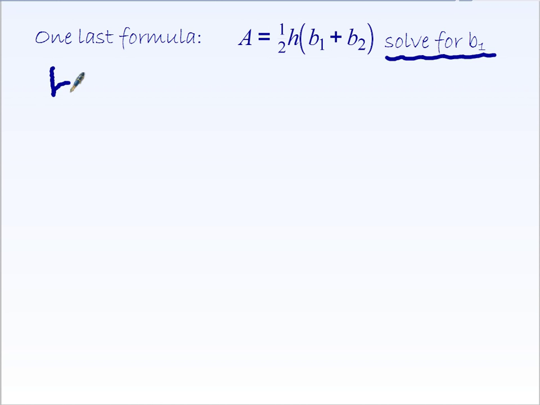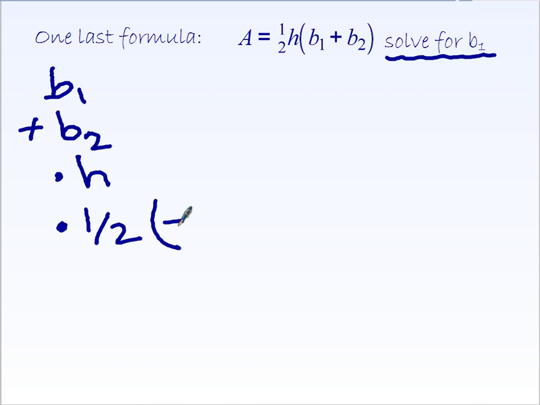So if I need to isolate B1, I'm going to start my list with B1. And what's happening to B1? According to the parentheses, it's being added to B2 very first. Then it's being multiplied by H. It's also being multiplied by 1/2. By the way, multiplying by 1/2 is the same as dividing by 2. I'm just going to write that off to the side. And finally, that all equals A.